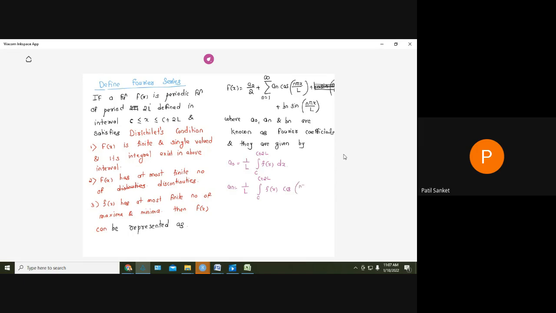Sir, can we write L by pi? Can we write pi in place of L? Afterwards that we are going to do. First we are understanding the general definition, and then we'll make a specialization in it. Yes, this is the definition of the Fourier series. Big definition, you have to remember it.